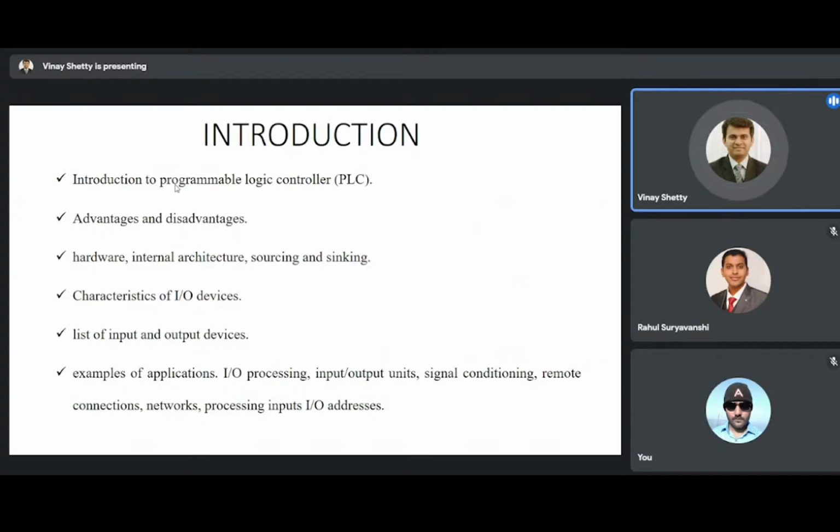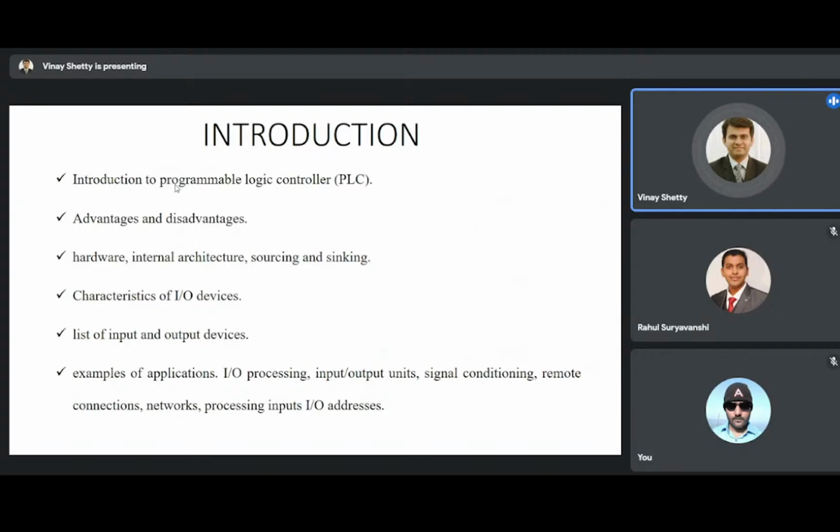Okay. Then we are going to study about the characteristics of IO devices. IO basically stands for input output devices. So basically here input devices are nothing but the sensors which we put in the PLC in order to measure a few parameters, and output devices are the actuators which are basically used in order to operate a process or control a process by taking a command from the input sensors.